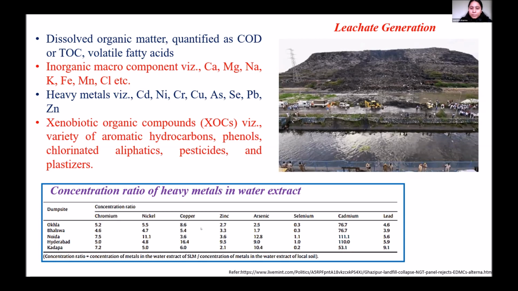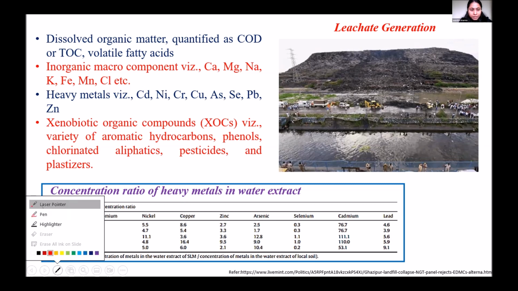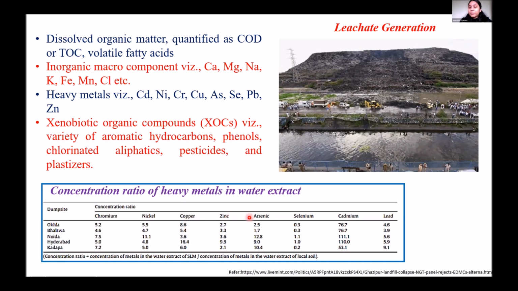As per a recent report submitted, there is a concentration ratio of heavy metals here, which is being compared with the water extract available from the local soil. They found a very high concentration ratio of chromium, nickel, copper, zinc, then arsenic, selenium, cadmium, and lead. These are the reported concentration ratios of heavy metals in the water extracts nearby. Along with that, xenobiotic organic components like aromatic hydrocarbons and phenols. These are common depositions found in leachate generation in the case of unsanitary deposits.